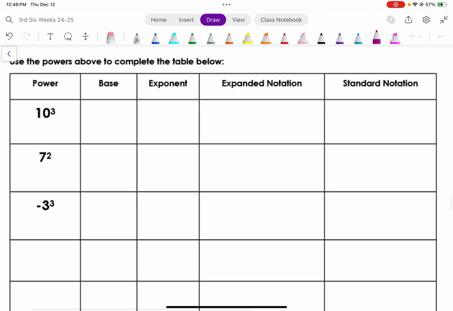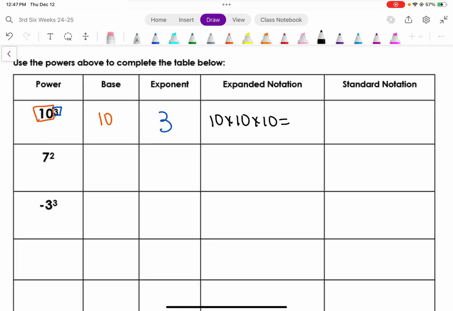Next, I have 10 to the third power. The base is what? The base is 10. The exponent is what? 3, which means I'm going to do 10 times 10 times 10, which means how many zeros do I have? 3. So that would be 1,000. The base is a 7. The exponent is a 2, which means I'm going to do 7 times 7, which is 49.